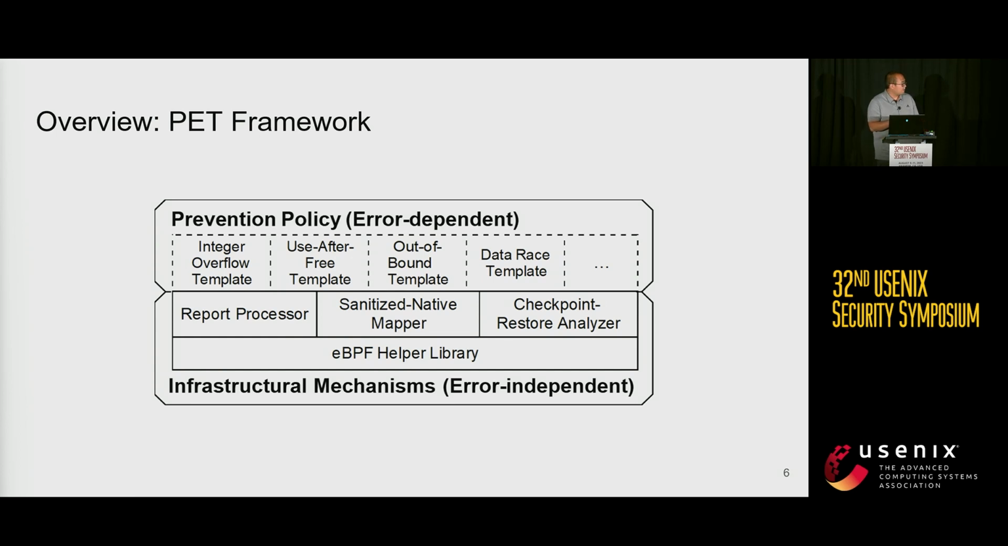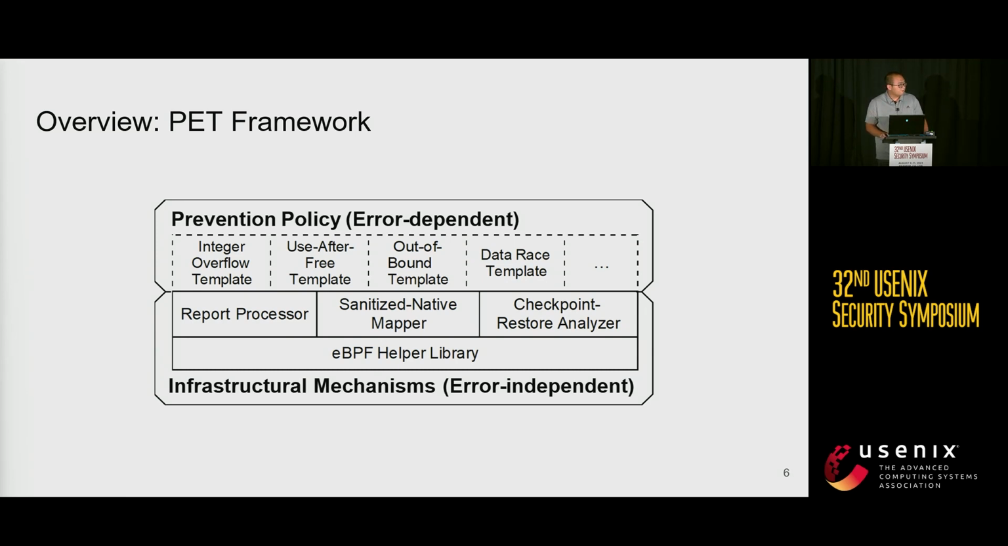We have designed a layered architecture to achieve the design goal. The underlying layer is error-independent mechanisms. They provide the tools and mechanisms to support the policies. It includes the report processor, the sanitizer-to-native kernel mapper, and the checkpoint restore analyzer. The overlay error-dependent prevention policies are designed based on the triggering condition of each type of vulnerability. PAD provides templates of BPF programs for automatic generation. PAD can be extended to more types of kernel vulnerabilities as long as there are proper policies.